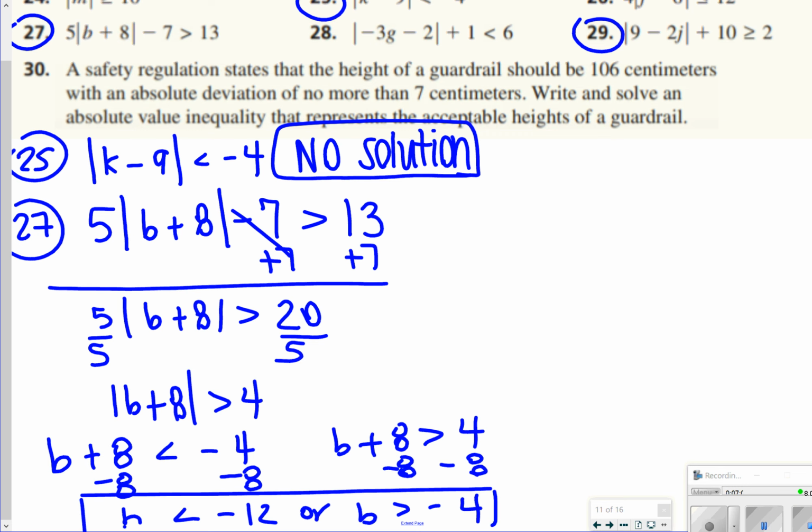And then when I graph them, b is less than negative 12 will be here, and here's negative 4. Say this is negative 8. Negative 12 is an open circle pointing left, and negative 4 is an open circle pointing right. Okay, I'm going to scoot it on down to show number 29.